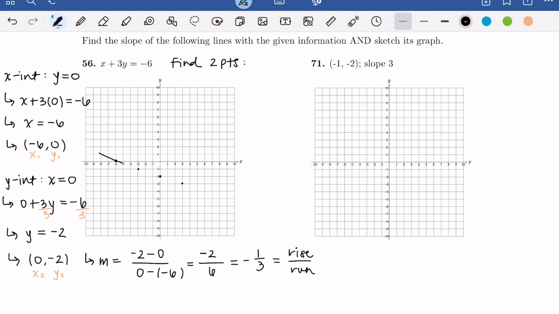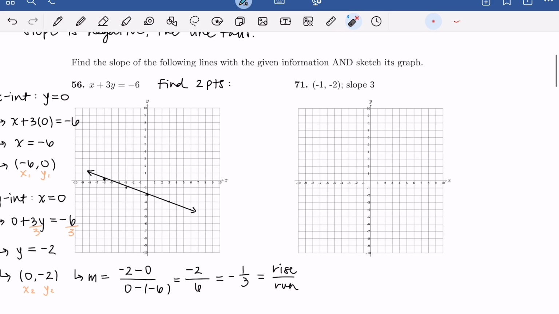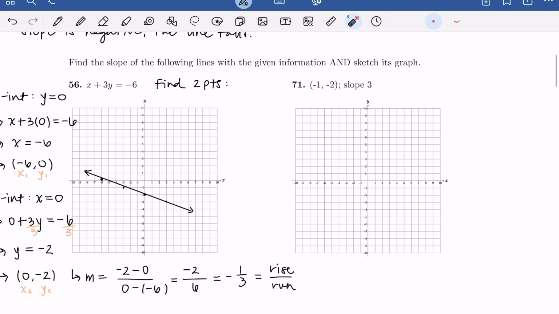Okay, so from here, we can just connect our points, and this will be a sketch of our graph given just this equation here. Okay, so for this next problem here, we're given a little more information. We're given a point and the slope. So with this information, we can sketch the graph. So the slope is 3, and we have this point negative 1 comma negative 2. So what we're going to do is plot this point here, so negative 1 comma negative 2, and then we're going to use the slope to figure out more points on this line.